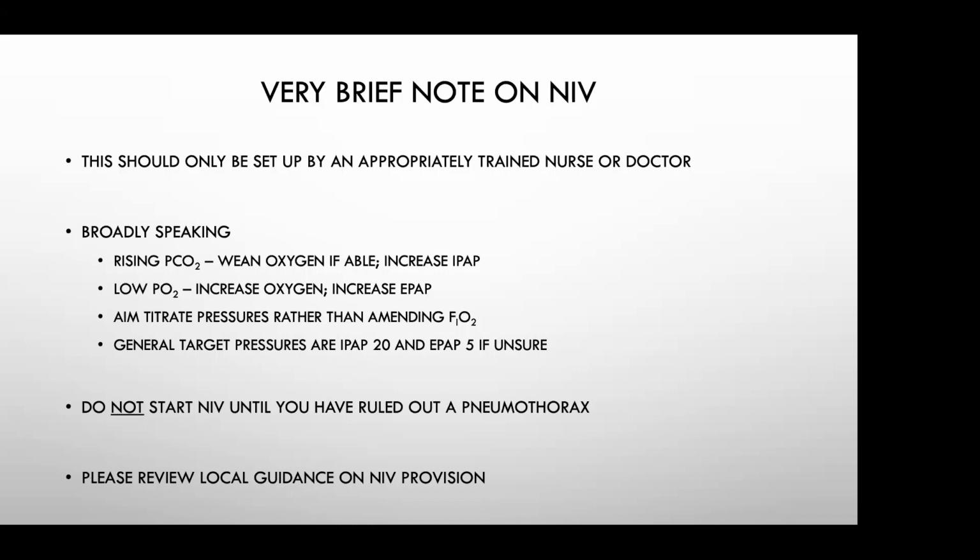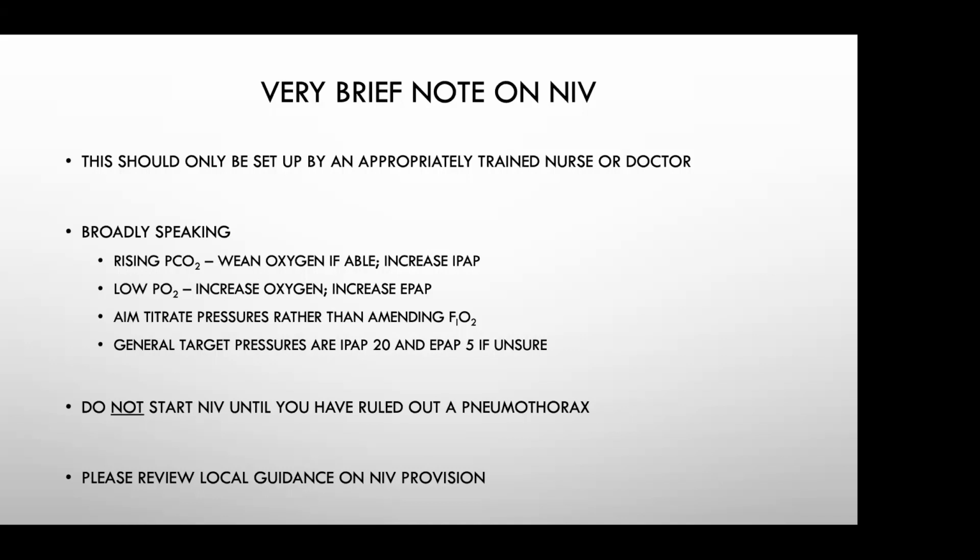But broadly speaking, if they've got a rising PCO2, wean the oxygen if you're able to, or increase their IPAP. If they've got a low PO2, increase the oxygen or increase their EPAP. You should aim to titrate their pressures first rather than amending the oxygen. And general target pressures, if you're not sure, are an IPAP of 20 and an EPAP of 5. Don't start NIV until you've ruled out a pneumothorax, because it will make it worse and there will be tension.